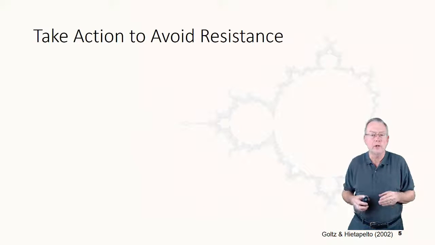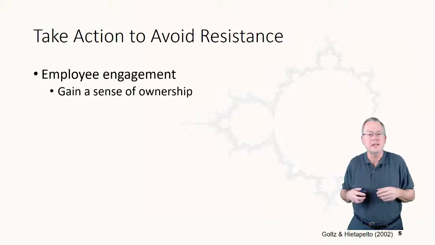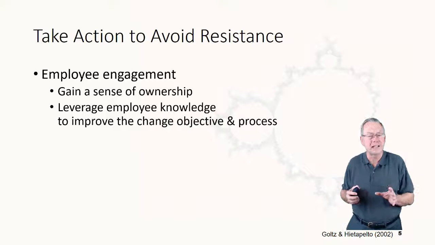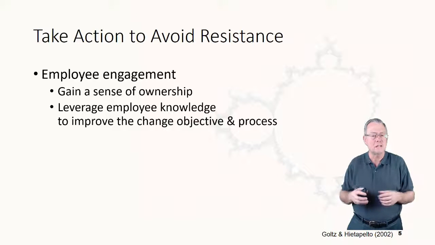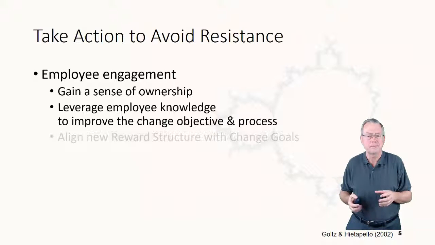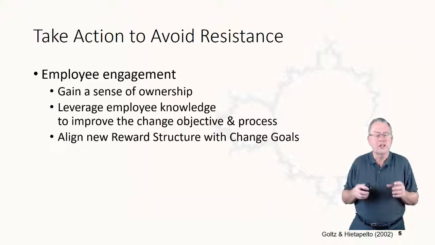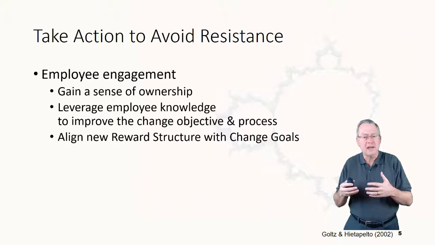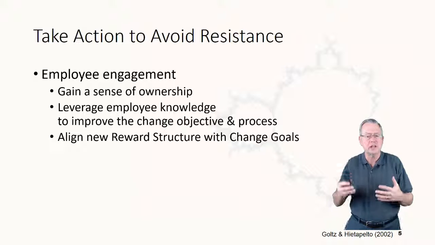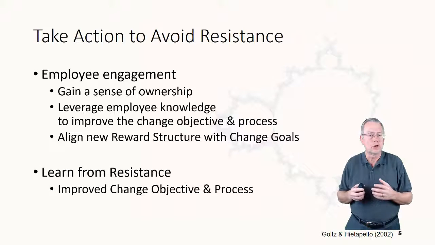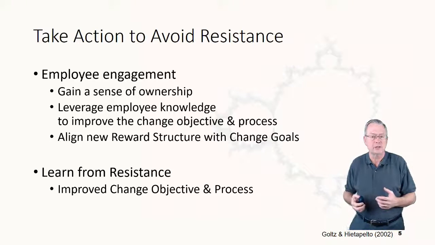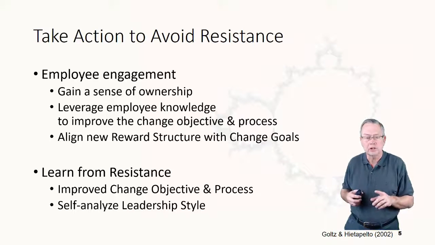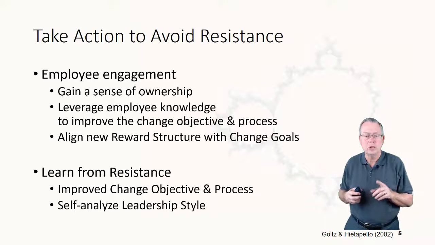So taking action to avoid resistance. The employee engagement, giving them a sense of ownership. The leveraging of their knowledge. Too often the leadership team lacks knowledge of what really is going on in the organization, and that's information that can feed into not only the change objective, but the process of managing the change initiative. We can also realign the reward structure with the change goals. This is getting into the alignment that everything in the organization is self-reinforcing. If you don't do this alignment, there'll be a conflict with what people are seeing elsewhere in the organization. Learn from resistance, improving the change objective and the change process. And self-analyze your leadership style. Eliminate how you are creating problems.